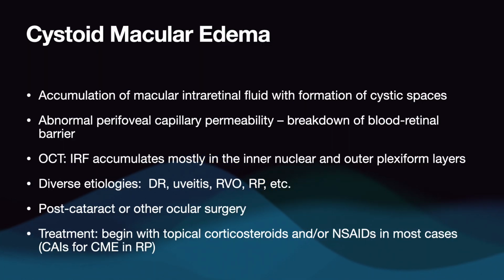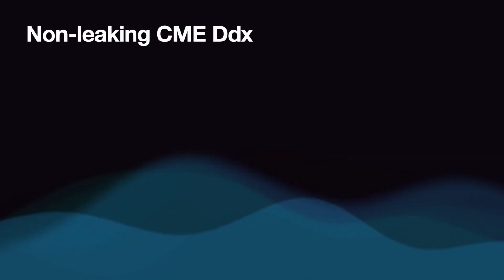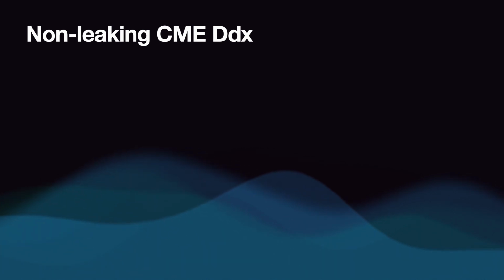Okay, CME, we've all seen CME. We've seen a bazillion slides of it just today. IRF, seen on OCT, you can get it after cataract surgery, uveitis, diabetic retinopathy, RVO, RP. And usually if it's retinitis pigmentosa related, we usually try topical or oral carbonic anhydrase inhibitors. Otherwise, NSAIDs and steroids. If they're non-leaky, meaning they have CME, but then you do a fluorescein, they don't leak on the fluorescein, then you have to think about some other things.